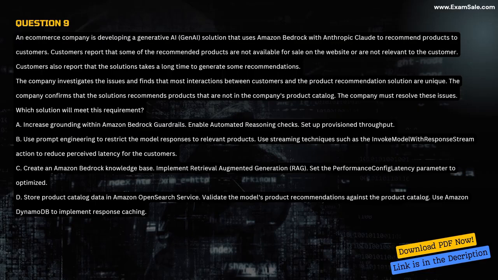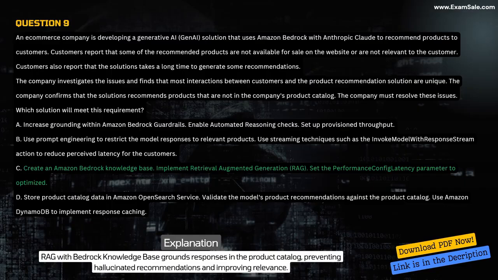D. Store product catalog data in Amazon OpenSearch Service. Validate the model's product recommendations against the product catalog. Use Amazon DynamoDB to implement response caching. Correct answer, C. Create an Amazon Bedrock knowledge base. Implement Retrieval Augmented Generation (RAG). Set the performance config latency parameter to optimized. Explanation: RAG with Bedrock knowledge base grounds responses in the product catalog, preventing hallucinated recommendations and improving relevance.